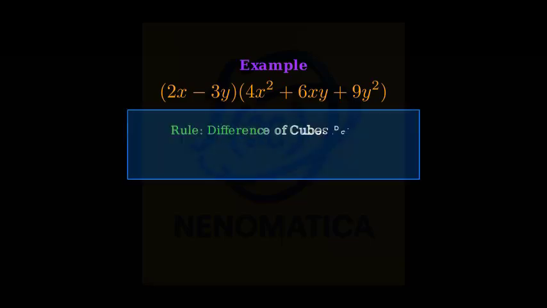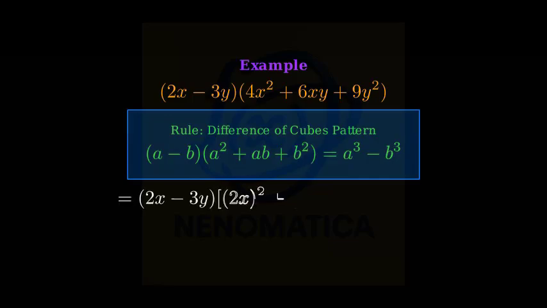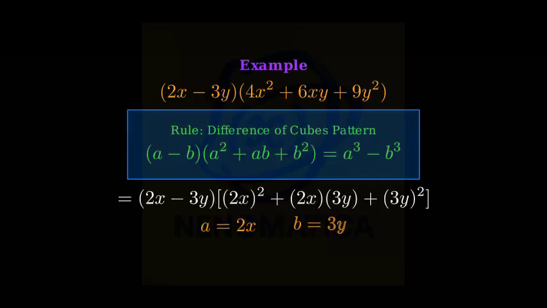Let's start with our first example. We want to evaluate the expression 2x minus 3y times 4x squared plus 6xy plus 9y squared. For the first step, we'll rewrite the expression in the standard form of a minus b times a squared plus ab plus b squared. Let's identify what a and b are in our expression.